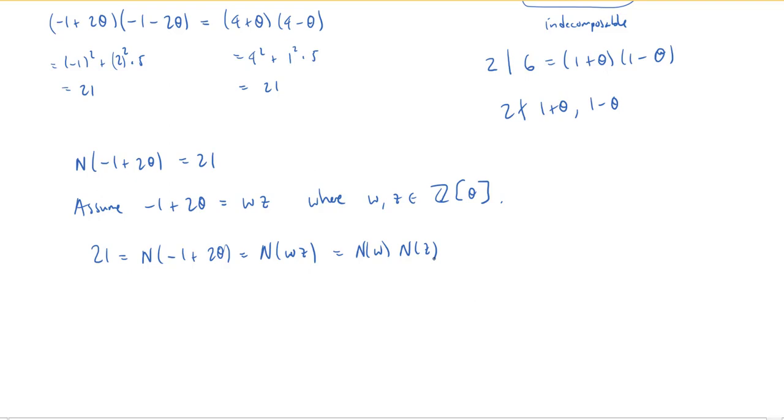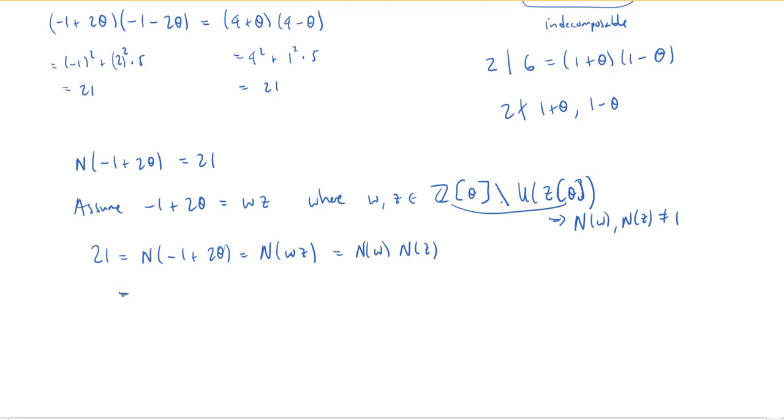Now, if I'm trying to break this up in a way where not one of them is a unit, right? To show something is decomposable, they need to be not units. So let's assume they're Dedekind integers, but they're not units. Then I know that their norms are not 1. So this implies that the norm of W and the norm of Z are not equal to 1. Well, now I have the number 21, and I want to write it as a product of positive integers, neither of which is a 1. So my only hope is 3 times 7.